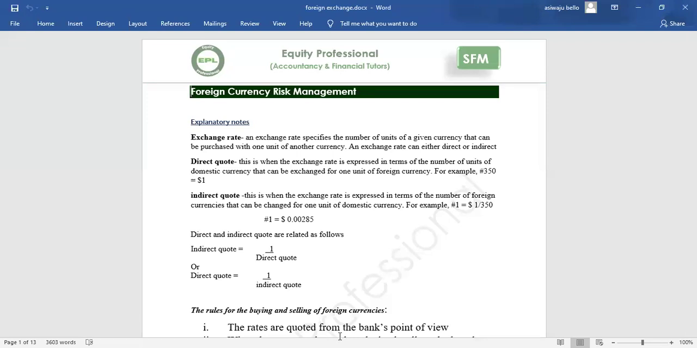We said exchange rates: the quantity of one country currency that is required to buy 1 unit of another country currency is called the exchange rate. For example, if I say exchange rate between dollar and naira, what is the quantity of naira needed to buy $1. That is the exchange rate between dollar and naira.